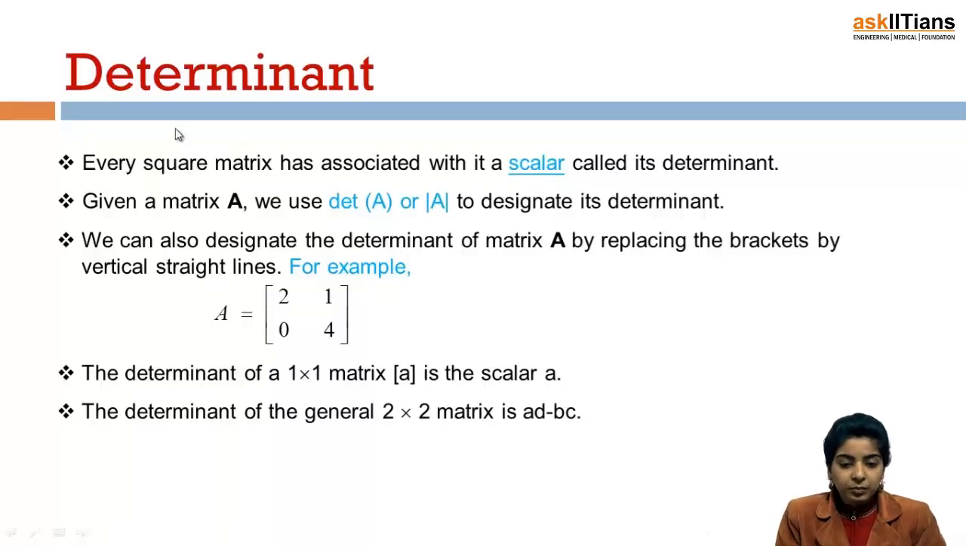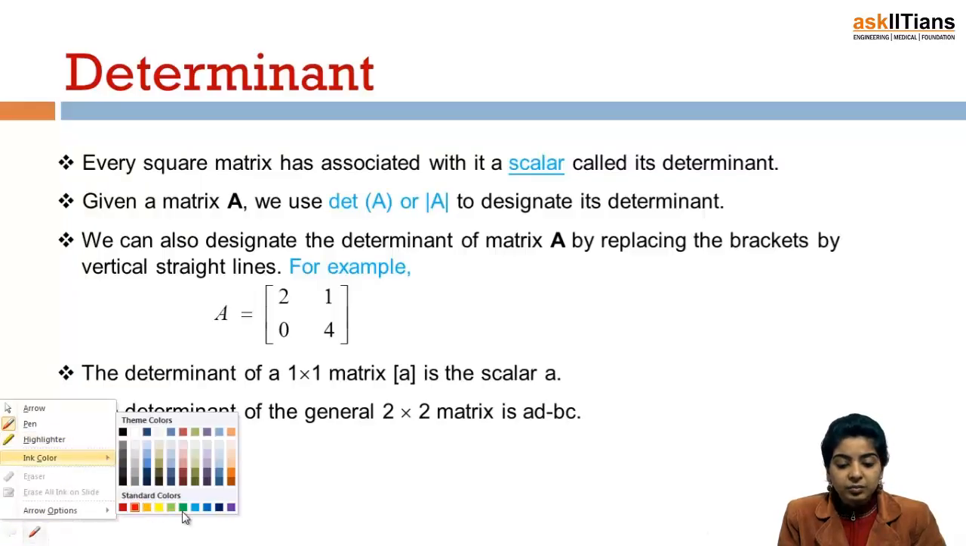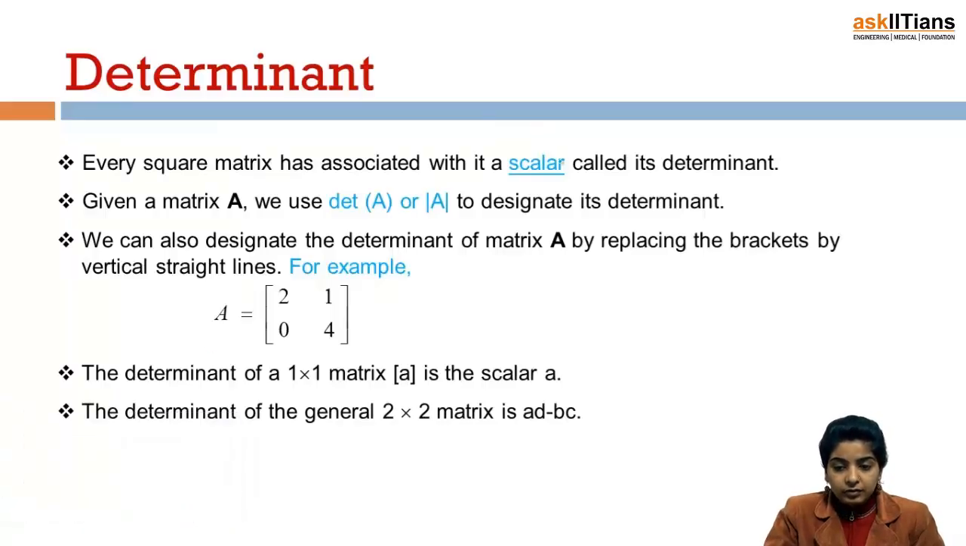So what do we mean by determinant? Every square matrix has associated with it a scalar called its determinant. So what does that mean? That means that determinant is a scalar quantity, right? And given a matrix A, we use determinant of A or this. How do we denote the determinant?